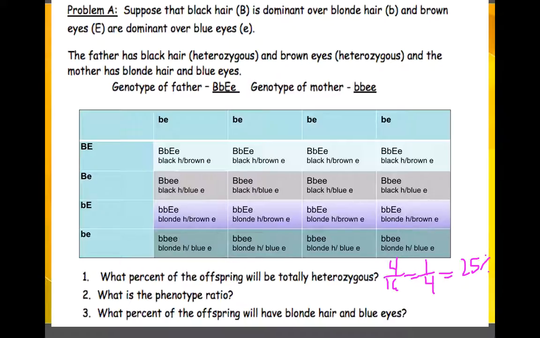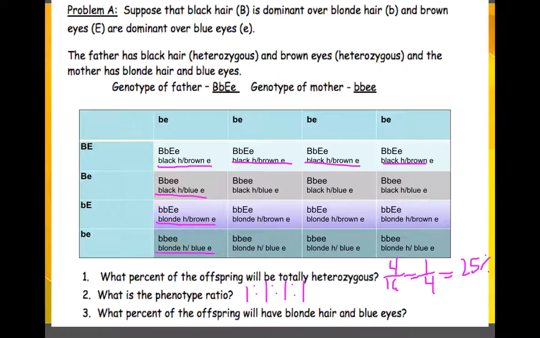What is the phenotypic ratio? Well, all of these have different phenotypes. This is black hair, brown eyes. These are all black hair, blue eyes. These are all blonde hair, brown eyes. And these are all blonde hair, blue eyes. And they're the same all the way across. So the phenotypic ratio is, there's 4 of each phenotype. 4 to 4 to 4 to 4. But we know that can be reduced to, I would like the answer to be 1 to 1 to 1 to 1.